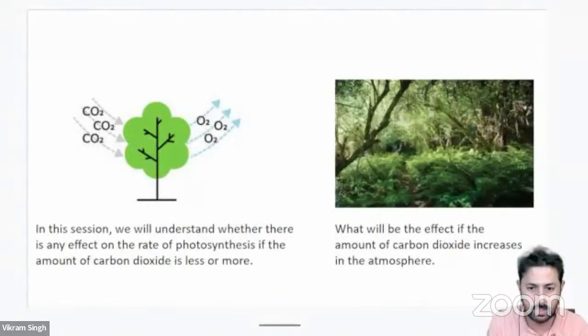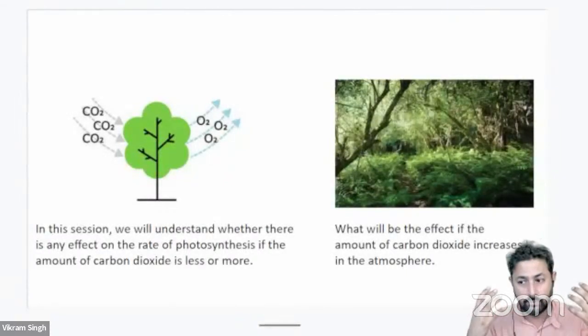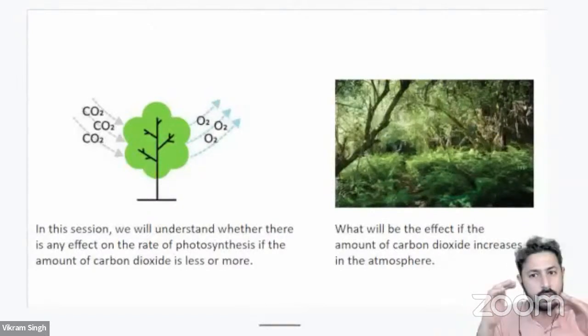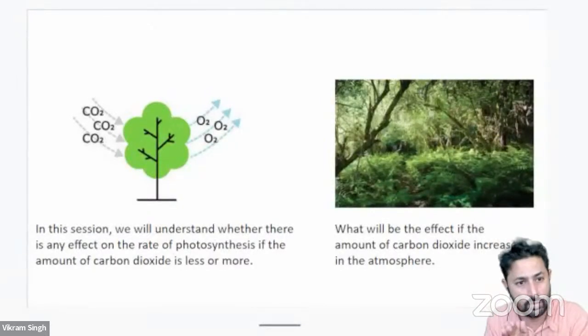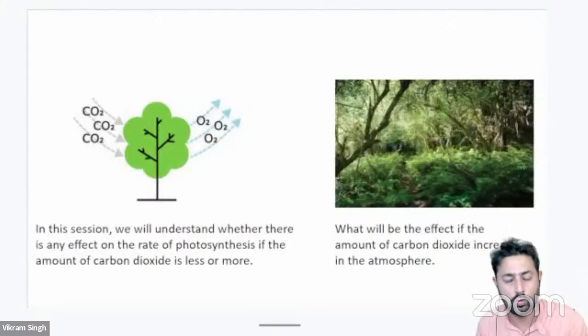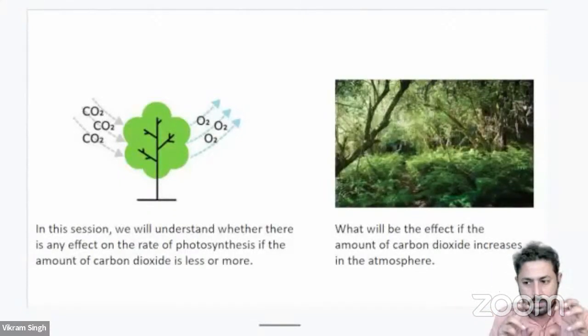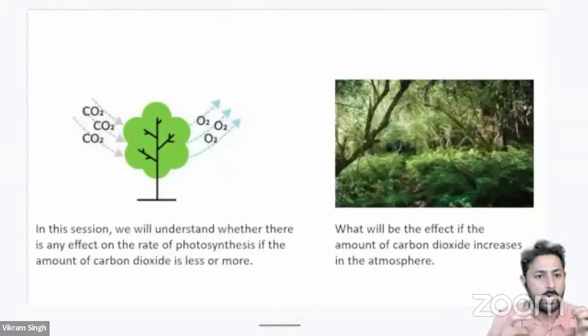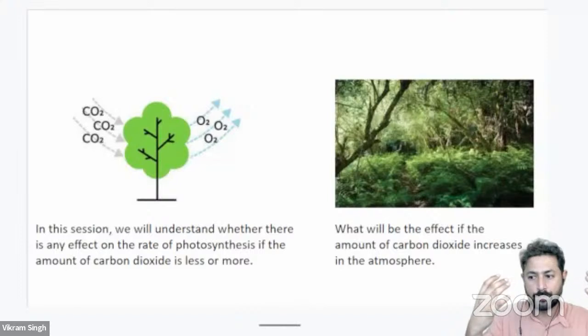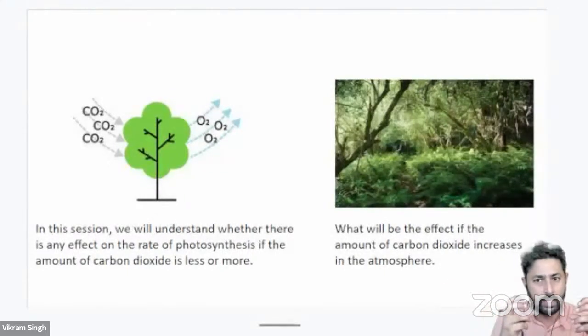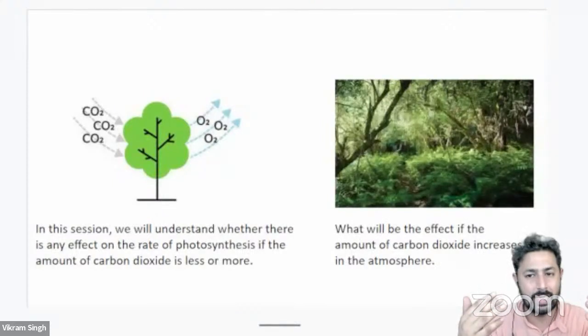In today's session, we will try to understand something. We all know that carbon dioxide is required for plants to do photosynthesis, and they also require light. If some changes happen in these two things, like if carbon dioxide concentration increases or decreases, or if there are different kinds of lights, do they have any effect on photosynthesis or not? In this session, we will try to understand these things.